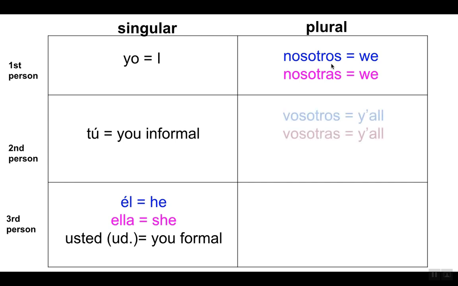Same idea for this next one. Vosotros and vosotras both mean y'all. Vosotros for a group of boys or a mixed group of boys and girls. Vosotras for a group of just women or just girls.